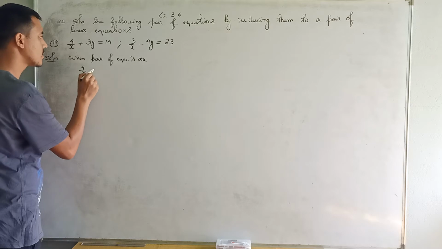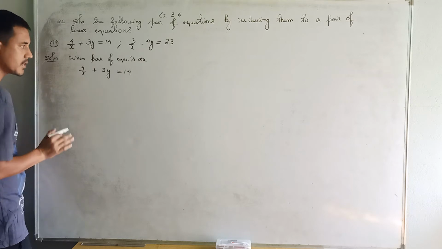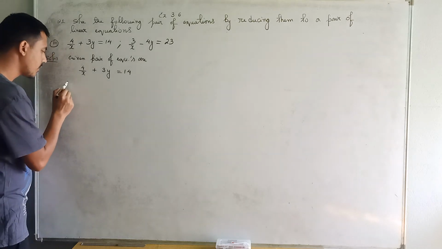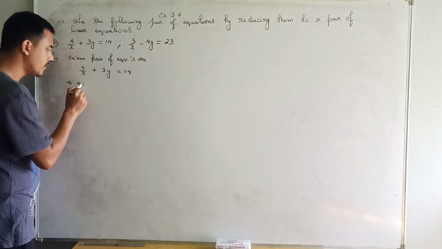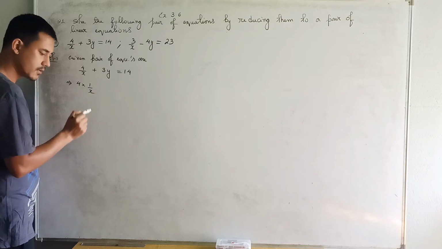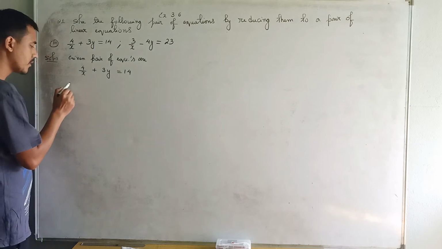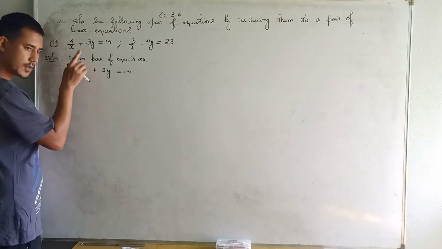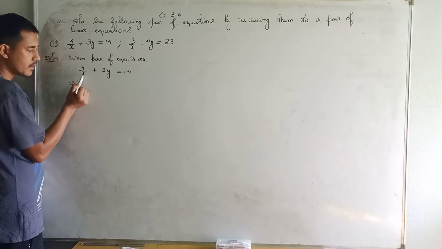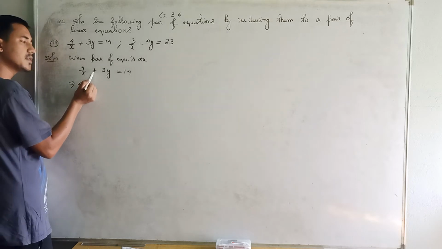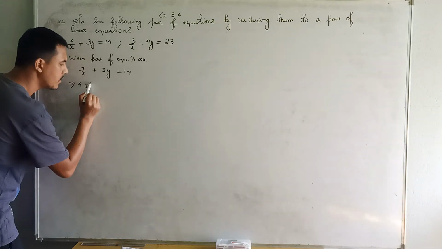4 upon x plus 3y is equal to 14, right? That's your first equation. Now let's check whether they are linear. 4 upon x means, can we write 4 into 1 by x? In order to check whether they are linear or not, you have to bring this variable x to the numerator. Then you have to write 4 and x is in the denominator. So if you bring this x to the numerator, I have to write x to the power minus 1.